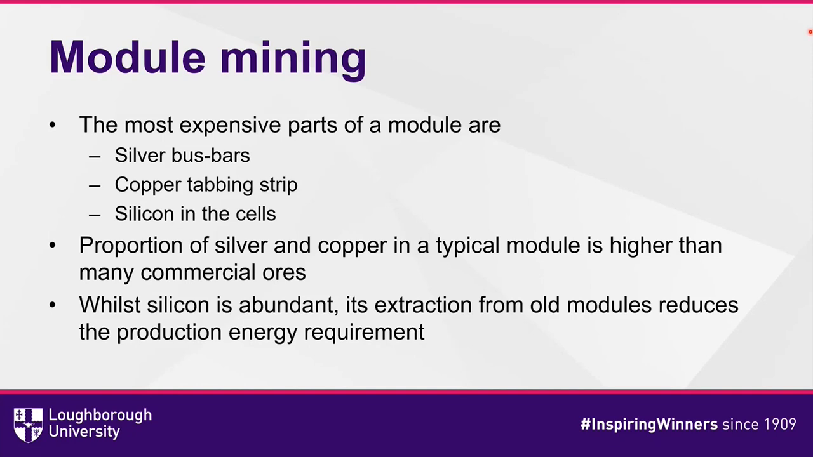And as I mentioned before, silicon is abundant, but if we were to extract it from old modules, this would very much reduce the energy requirement for the production of further silicon. It would also quite dramatically reduce the amount of carbon dioxide emitted by the production process, because it wouldn't require the use of coal or a carbon source to reduce the silicon material from the silica.